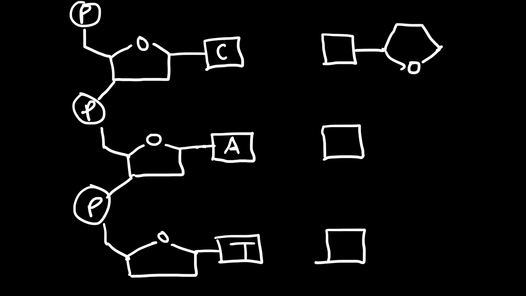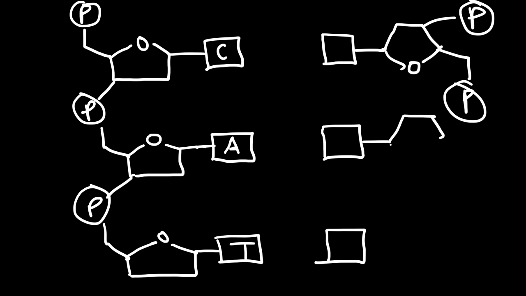And then we're going to have a phosphate group attached to it. And here we have another phosphate group, and then another sugar unit. We're going to talk about the connectivity of the phosphate group shortly. I just want to complete this first.